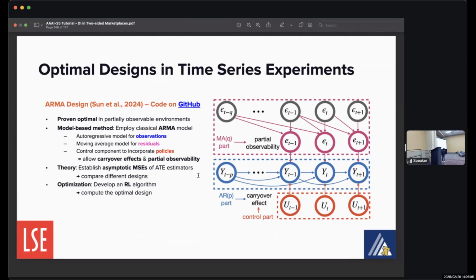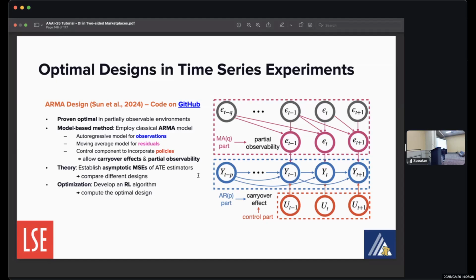There's an auto-regressive part to model the observations. So basically, if you look at the blue part here, each observation is affected by the past observations. This corresponds to the auto-regressive part. There's also a moving average model for the residuals. If you look at this purple part, they assume the residuals have a moving average structure. And finally, they also have a control component in order to incorporate the policies.